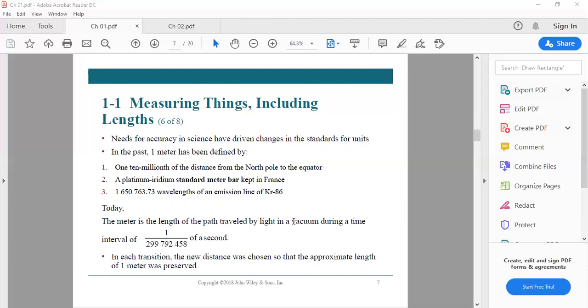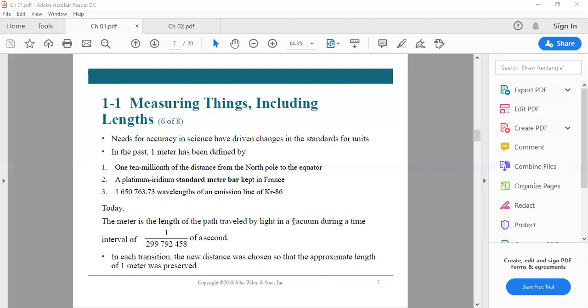Okay, so the need for accuracy in science has been driving changes in the standard for units. In the past, the meter has been defined all kinds of ways. 1/10,000,000th of the distance from the North Pole to the equator. Not quite sure how useful that is, but there we are. We've got a platinum iridium standard meter bar kept in France, like you do. And then we have another way of measuring a meter: 1,650,763.73 wavelengths of the emission line of Kr-86.